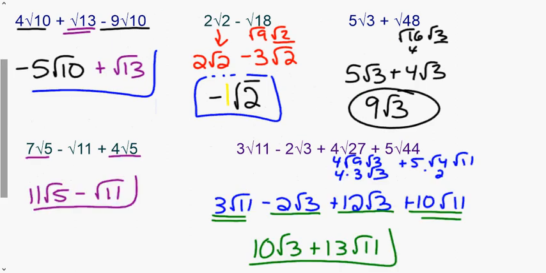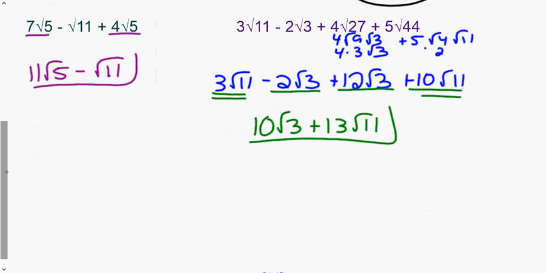All right, so we start with the top one here. Root 48 breaks down to be 4 root 3. 5 root 3 and 4 root 3, we have a common radicand. We add those outside coefficients to get 9 root 3. The bottom left here, again, the root 5s are the smaller radicands, so we collect those first. So 7 and 4 add to be 11 root 5s. There's nothing going on with this negative root 11, so it's just negative root 11. So 11 root 5 minus root 11.